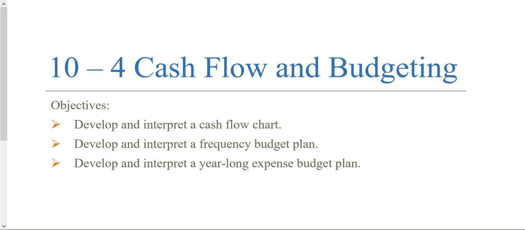In Unit 1, Lesson Set 4, you're going to learn about cash flow and budgeting. The objectives for this lesson set are to develop and interpret a cash flow chart, develop and interpret a frequency budget plan, and develop and interpret a year-long expense budget plan. So in this first video, we're going to learn about the cash flow chart.